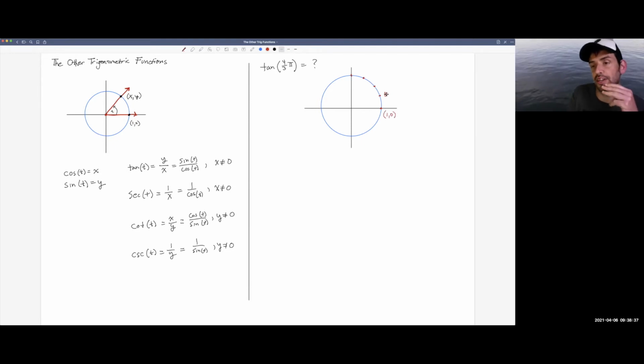Here, where theta is equal to pi over 6, our coordinate points are √3 over 2, 1/2. And here, where theta is equal to pi over 4, our coordinate points are √2 over 2. Here, where theta is equal to pi over 3, our coordinate points are 1/2, √3 over 2. And then at the top, at pi over 2, it's (0, 1).